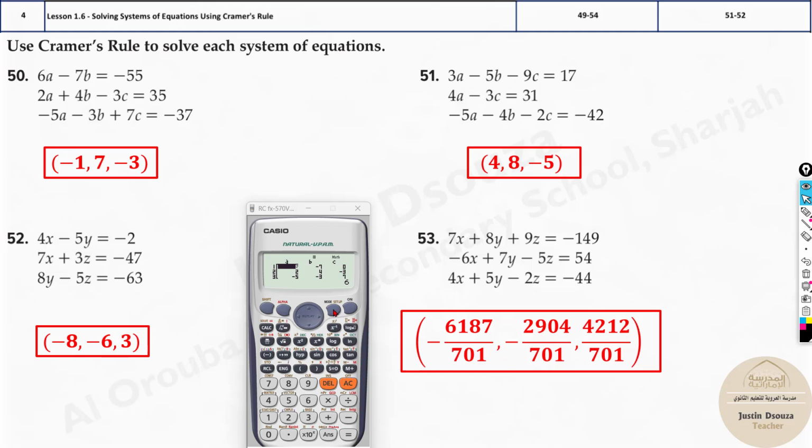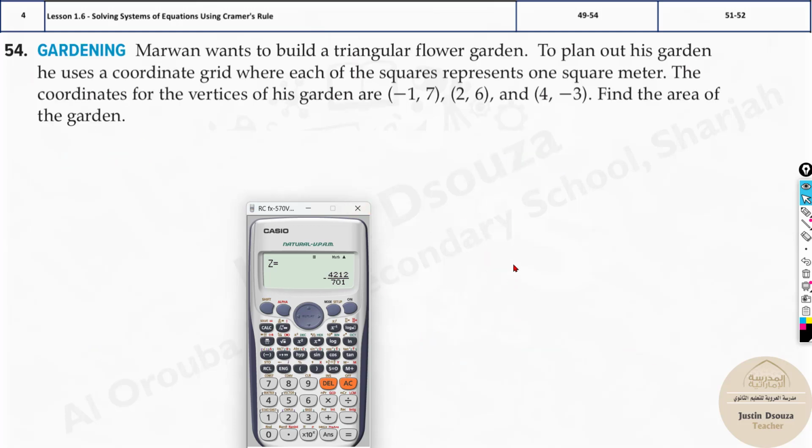Now this one looks weird. Let's just try that out. Over here in the calculator, you can just press AC. 7, 8, 9, and it's minus 149, minus 149, and then we have minus 6, 7, minus 5 and 54, 4, 5, minus 2 and minus 44. The values are, yes, those are the correct answers. Okay, so that's how we do it. If you do it using Cramer's rule, it's going to take a long time, but since this is the MCQ part, just do the shortcut methods.